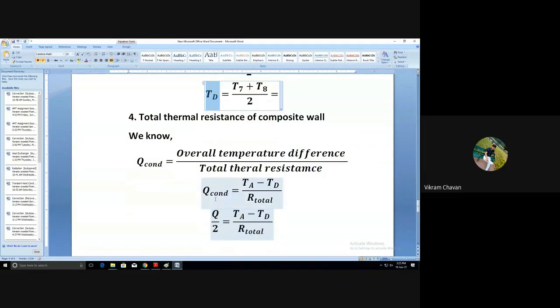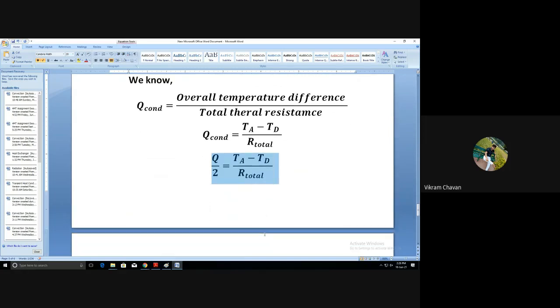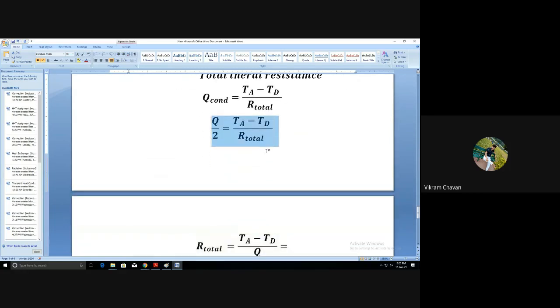and R total will be considered as the total thermal resistance. But in our case, Q will be considered as Q by 2, as half of the heat is traveling in the upward direction and half of the heat is traveling in the downward direction. So we have to consider Q by 2. So Q by 2 is equal to Ta minus Td divided by R total. We know Ta from the observation table, we know Td, we know Q. So the only unknown is R total.